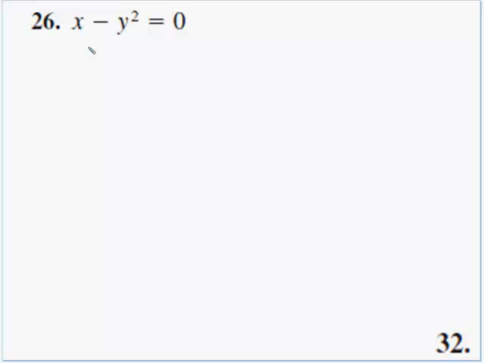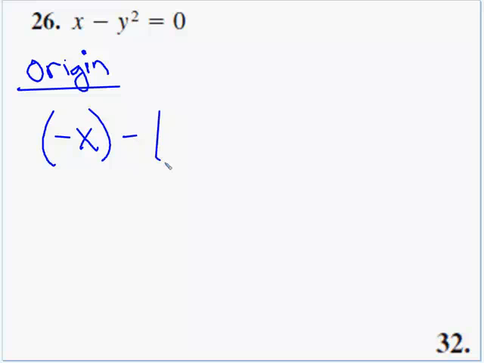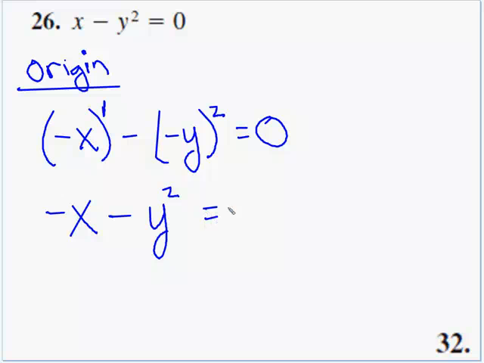Let's check for origin symmetry. So we replace the x with a negative x. Ooh, I don't like what is wrong with my parentheses today. Minus x. And I'm also going to replace the y that we square with a negative y and see if that's equal to 0. So first power here, negative x, we can just drop the parentheses. Minus negative y squared, we already discussed that. That is positive y squared. Is that equivalent to where we started?